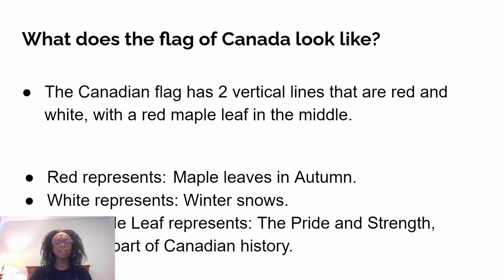What does the flag of Canada look like? The Canadian flag has two vertical lines that are red and white, with a red maple leaf in the middle. Red represents maple leaves in autumn, white represents winter snows, and the maple leaf represents the pride and strength, which is part of Canadian history.